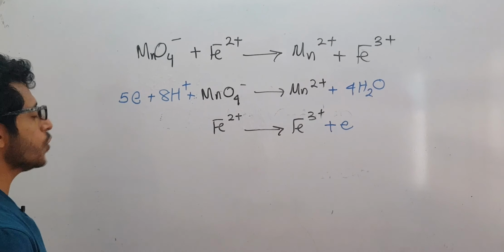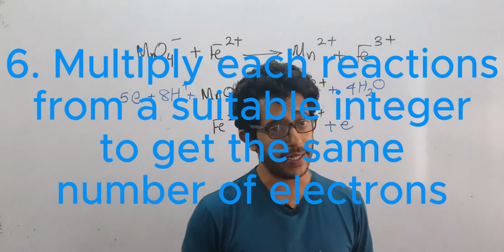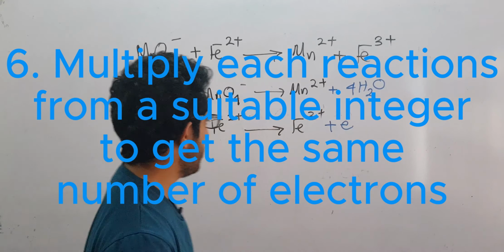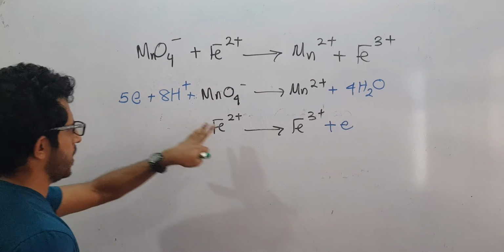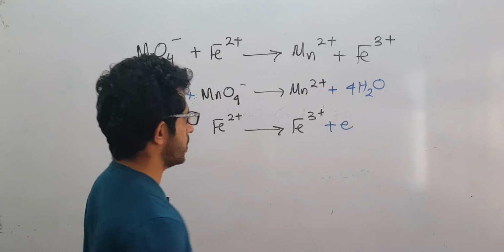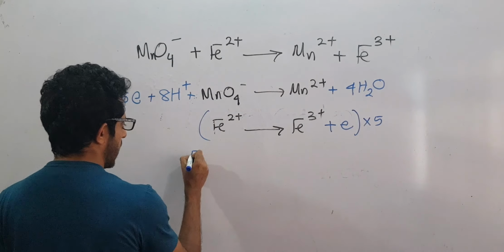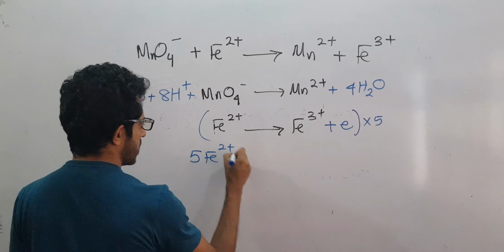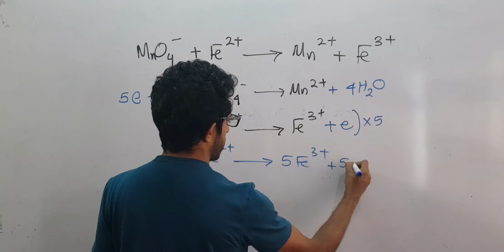Then you have to multiply both reactions by a suitable integer in order to make them have the same number of electrons. Here it is balanced with 5 electrons, here with 1 electron. To make them have the same number of electrons, I can multiply this by 5. Then it becomes 5 Fe2 plus gives you 5 Fe3 plus and 5 electrons.